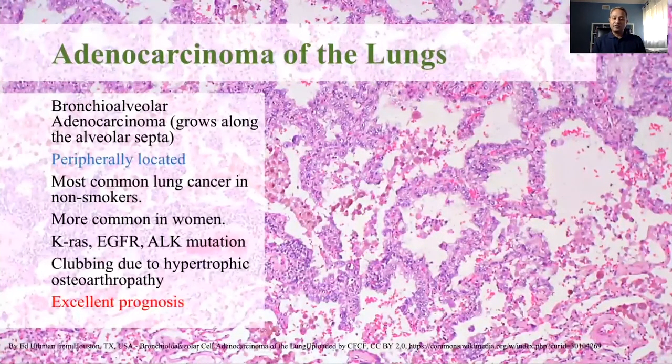This is the adenocarcinoma, of course, as you can see. This one, guess what is being shown? The alveolar septa are thick, right? So this should tell you that this is an example of the bronchioalveolar subtype. Bronchioalveolar subtype usually creates hypercellularity and tumor in the septa. It grows along the alveolar septa. So of course it is peripherally located because alveoli are peripherally located. And this is the important thing here: this is the most common cancer in non-smokers. It is also associated with clubbing. Prognosis is good, which is a good thing.